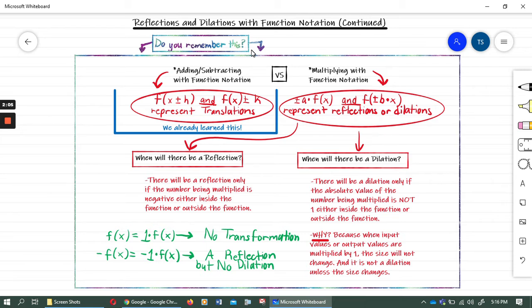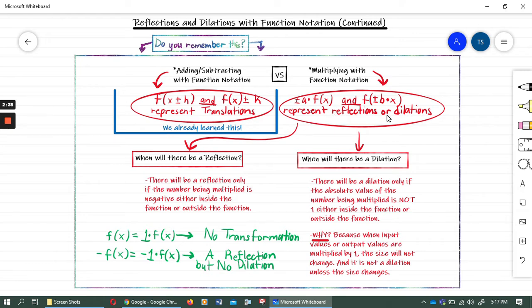First off, guys, do you remember this? You remember us talking about function notation, and how if there's adding or subtracting on the inside of the function or on the outside of the function, that is, when your function changes by adding or subtracting a number inside or outside of the function, that represents translations.